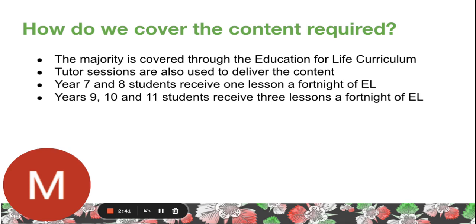In terms of how we cover the content here at Wildern, the majority is covered through the Education for Life curriculum. Tutor sessions are used to deliver this content, and there is triangulation between the Education for Life lessons, tutor programme and assemblies. Year 7 and 8 students receive one lesson a fortnight of Education for Life taught within their tutor groups by their tutors, and years 9, 10 and 11 receive 3 lessons a fortnight of EL.